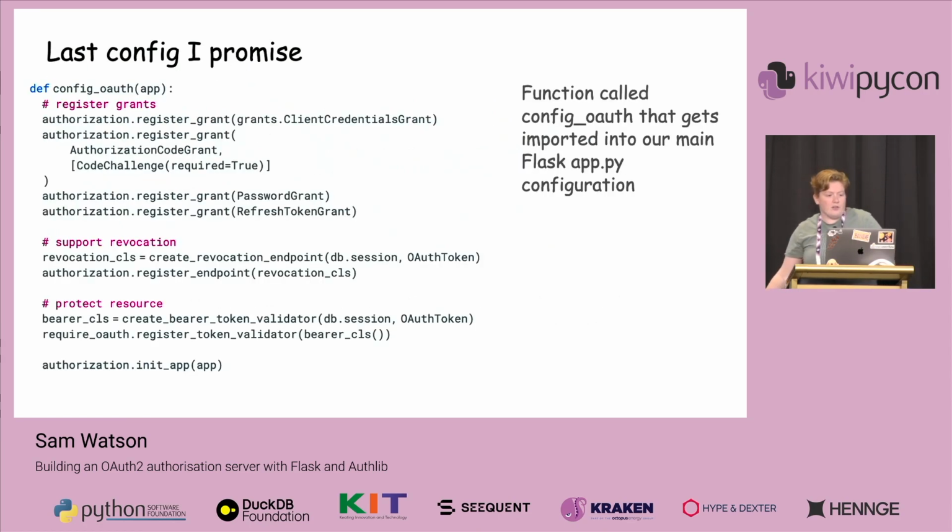The last part of the config file is a function I made to be imported into our main Flask app.py file, so it can all be set up as part of the application factory. The first 4 lines of the function are just registering the grants we created to the authorization server instance. After the grants are registered, we need to tell the authorization server instance how to revoke a token, tell the require OAuth decorator how to validate a token, and then initialize the Flask app with the authorization server.